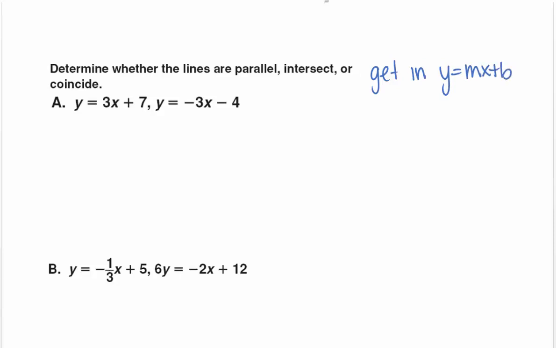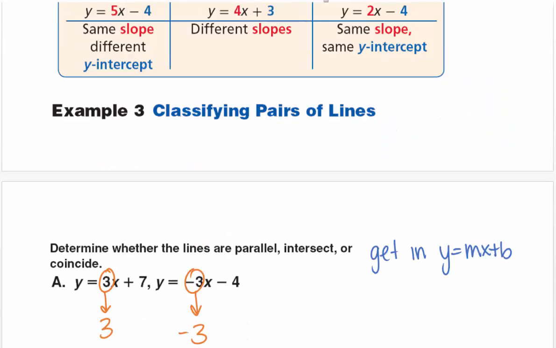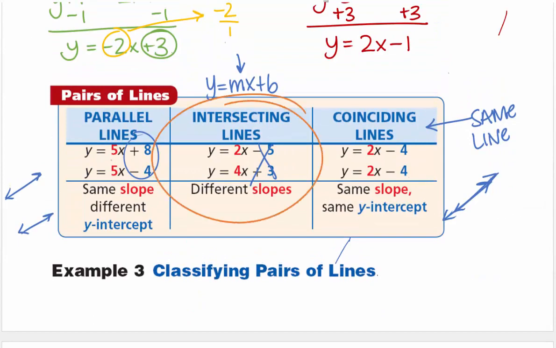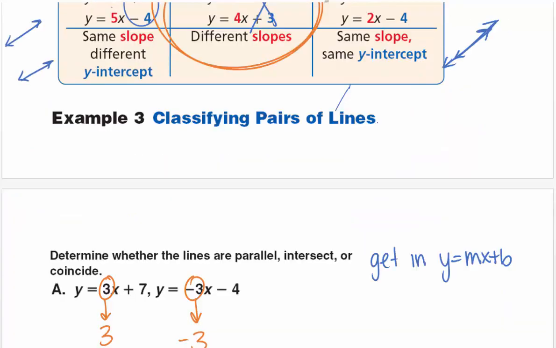So these first 2 are both in y equals mx plus b form. So let's take a look at their slopes first. Slope of 3, slope of negative 3. Right here we can stop. They have different slopes, and because these are different, there's only one option. They have to be intersecting. Those are going to cross somewhere.